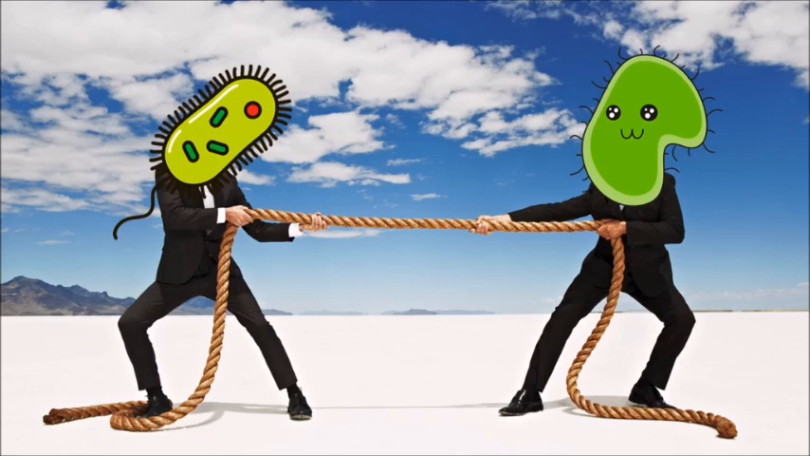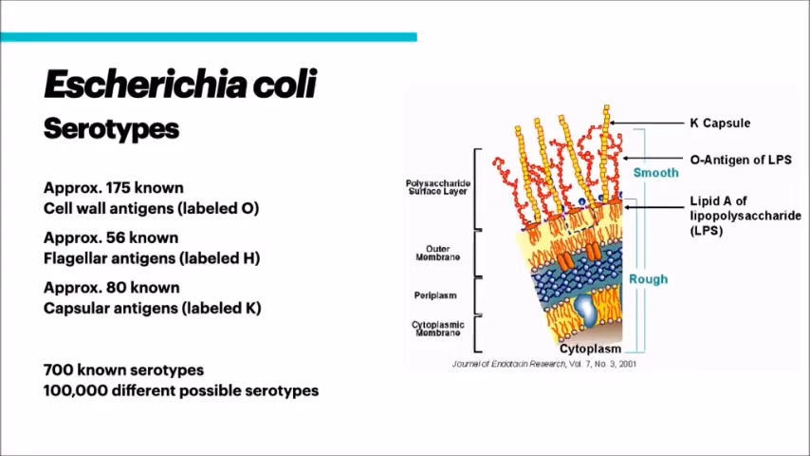Thankfully for us, E. coli is competitive. It inhibits the growth of transient enteric pathogens like Shigella, Salmonella, and other strains of E. coli. Embedded in E. coli's outer membrane are lipopolysaccharide antigens. The combinations of these antigens give us different serotypes. There are 700 different known serotypes of E. coli, and given all the different combinations possible, there could be as many as 100,000 different serotypes out there.